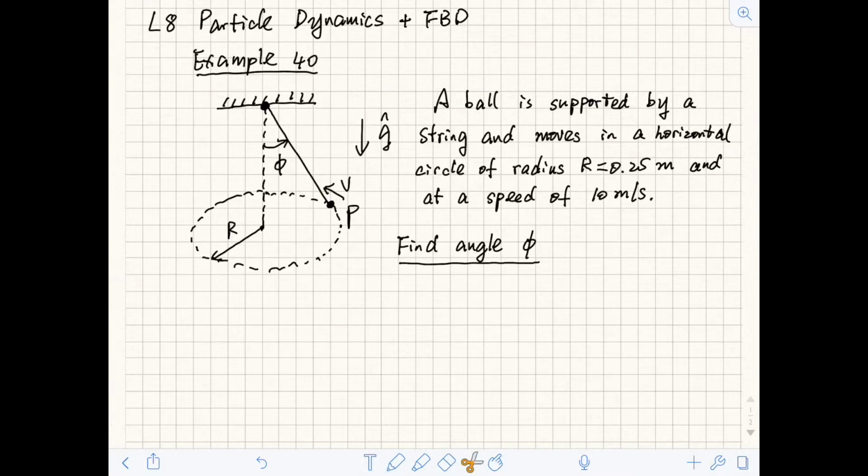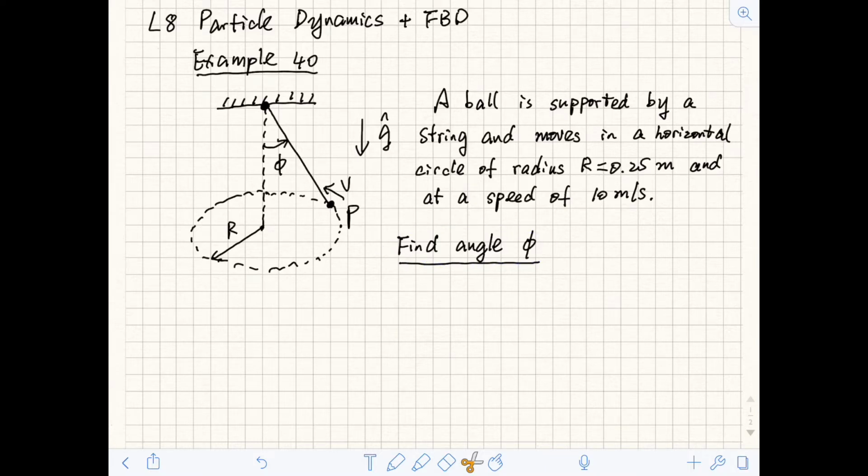So the problem is we have a ball, noted as point P, and it's supported by a string. The ball is moving in a horizontal circle with a radius of 2.5 meters and at a speed of 10 meters per second. So we know the velocity is equal to 10 meters per second. We know the radius, and we're given the gravity is pointing downwards. And the question is, we need to find the angle phi.